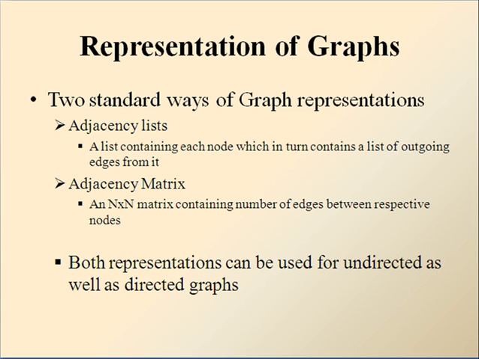Representation of graphs. There are two standard ways of representing graphs. First is the adjacency list: a list containing each node, which in turn contains the list of outgoing edges from it. Next is the adjacency matrix. This is an n cross n matrix containing the number of edges between respective nodes. Both representations can be used for directed as well as undirected graphs.